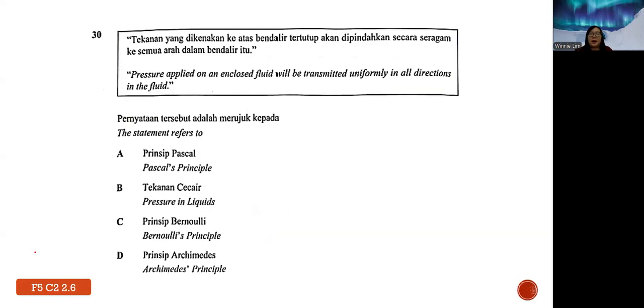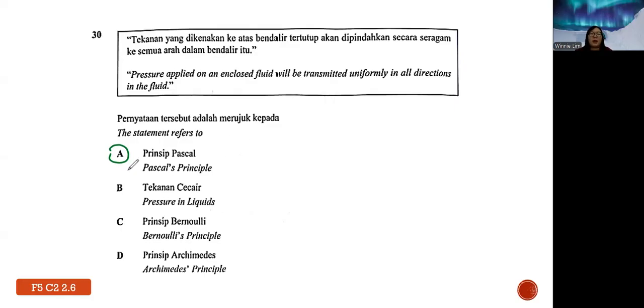30. Pressure applied on an enclosed fluid will be transmitted uniformly in all directions in the fluid. So this statement is referred to what? Pascal's principle. So you see, in the exam, they do have very low level questions, which test understanding. So you all cannot think that objective questions are easy. The more you understand the concept, the more you can directly get the answer accurately.